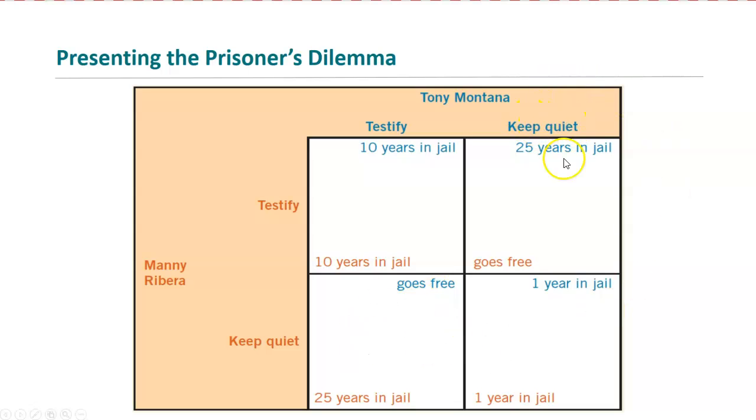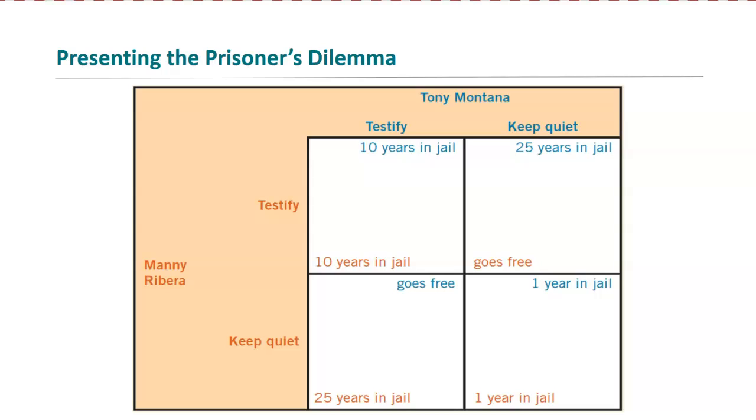If Tony keeps quiet, Manny keeps quiet, then we're here. If everybody keeps quiet, then they each just get 1 year in jail. So this is how we represent this sort of scenario where these prisoners, these suspects are in this dilemma of, do we cooperate? Can I trust you or not? What do I choose? And I have to choose simultaneously as you are choosing, without knowing what you're going to do. So how do we know where we're going to end up?